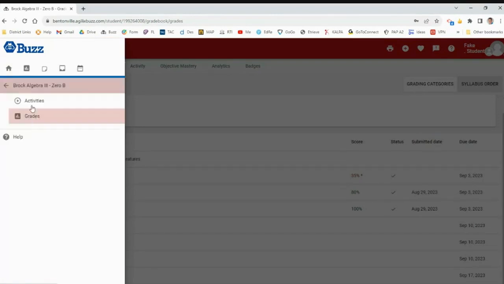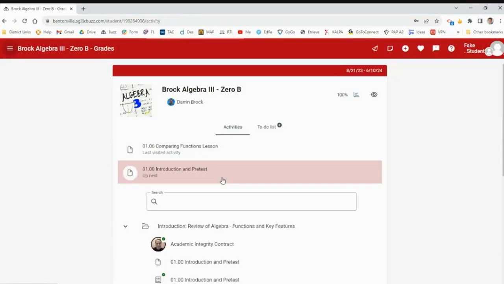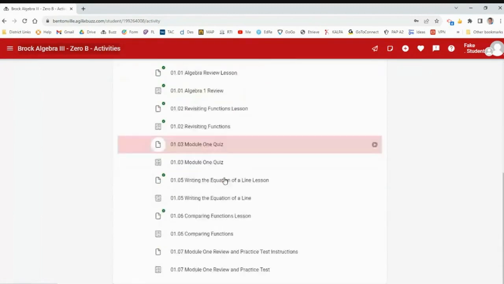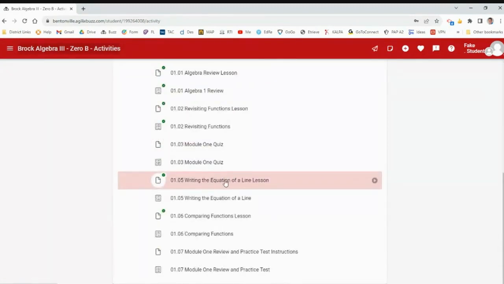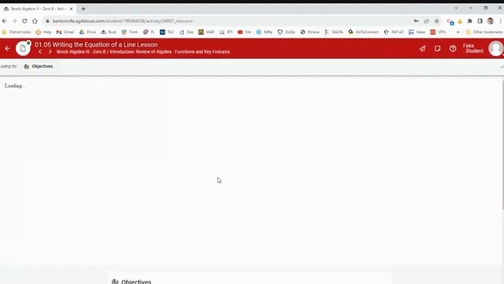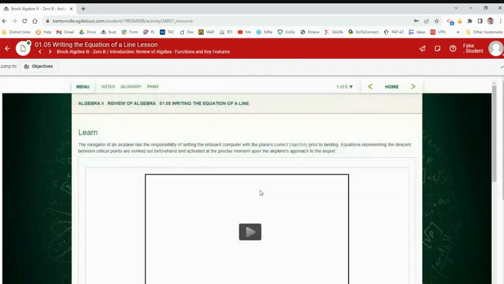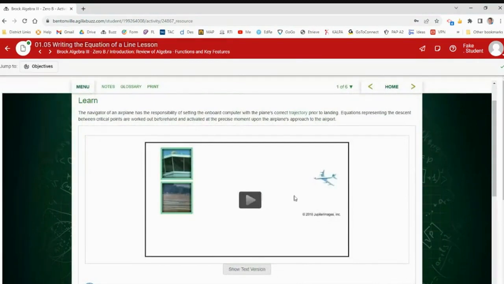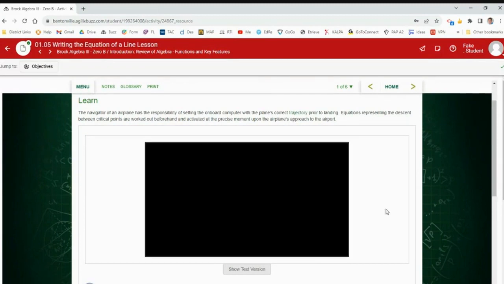Oh, wait, no, just go to activities. All right. So writing the equation of a line here, 1.05. Let's take a look at that. You guys should be experts at writing the equation of a line now, but we're going to look at the variations of that. You could probably write a y equals mx plus b line pretty nicely, right? Because that's slope-intercept form. There's a little video for you to watch. I'm not going to play that in class because you have access to all of this in your Buzz lesson.